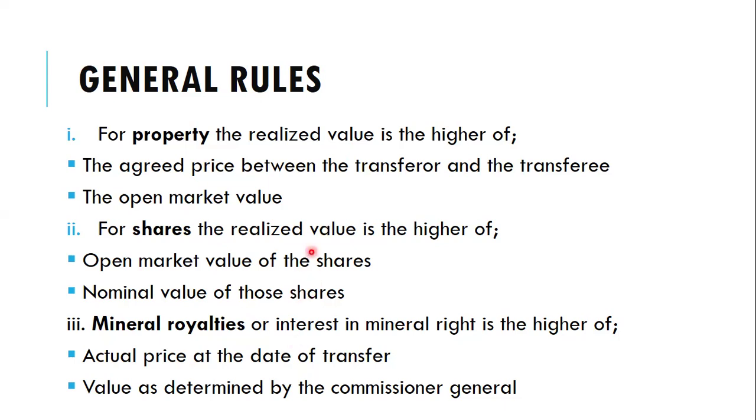So whichever is higher between these two is the amount at which property transfer tax rate is charged. For mineral royalties or interest in mineral rights, the higher of the actual price on the date of transfer, the actual price at which the mineral rights are being transferred, that's the realized value, provided it's higher than the value as determined by the Commissioner General. So the amount that the Commissioner General determines. So this simply means the amount that ZRA determines, right?